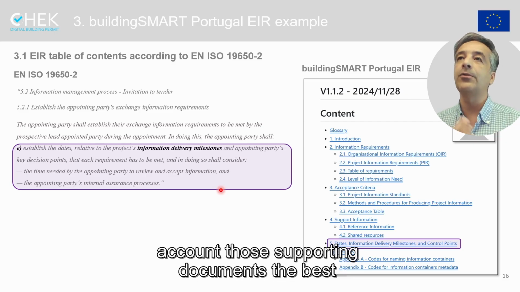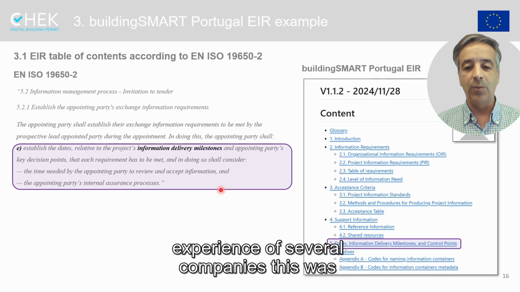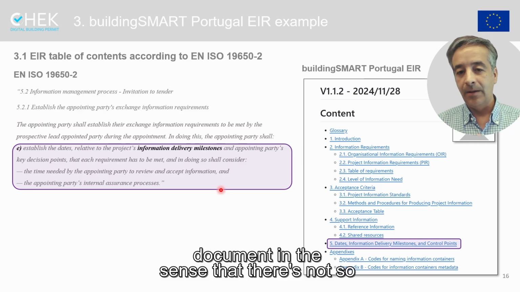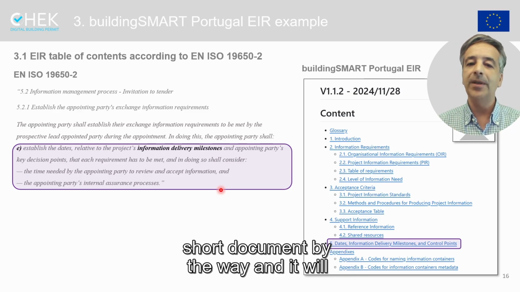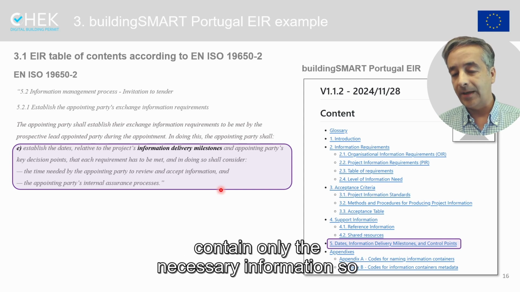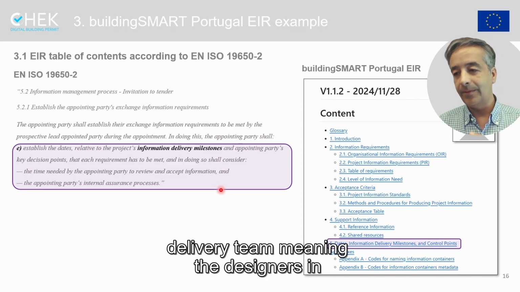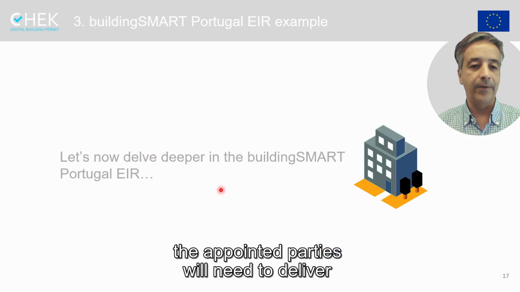So taking into account those supporting documents, the best examples that we found online, and the experience of several companies, this was what was tailored. It's meant to be a very lean document, in the sense that there's not so much talking and blah, blah, blah. It's a very short document, by the way, and it will contain only the necessary information, so that the owner requires what the delivery team, meaning the designers in this case, and the BIM manager from the side of the appointed parties will need to deliver.